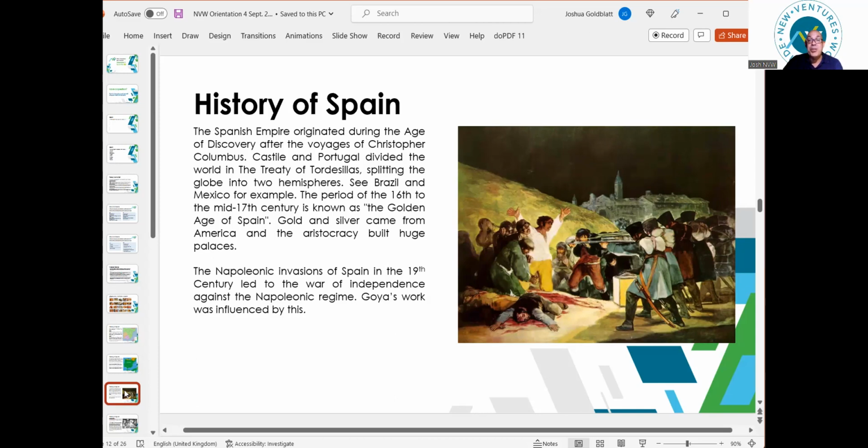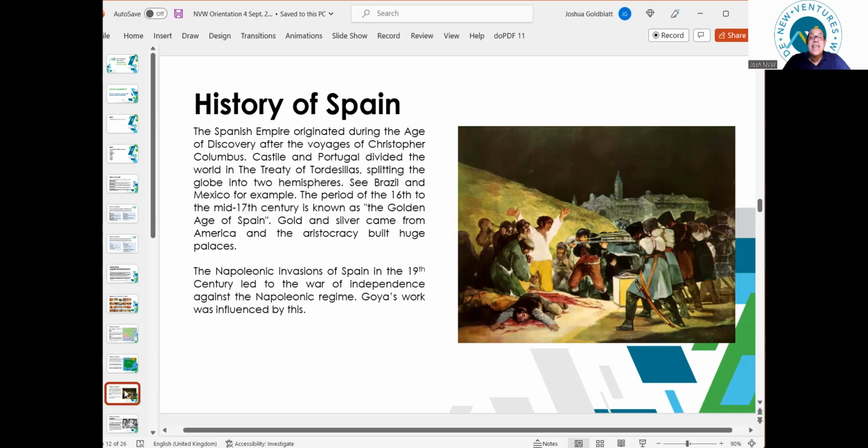And what did the Spanish do with all this money? Did they create industries? Did they develop commerce? They did not. They built beautiful buildings, and they bought very expensive silk clothes, and they liked to look nice.